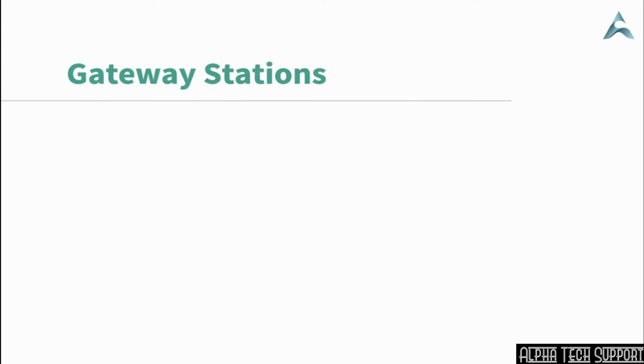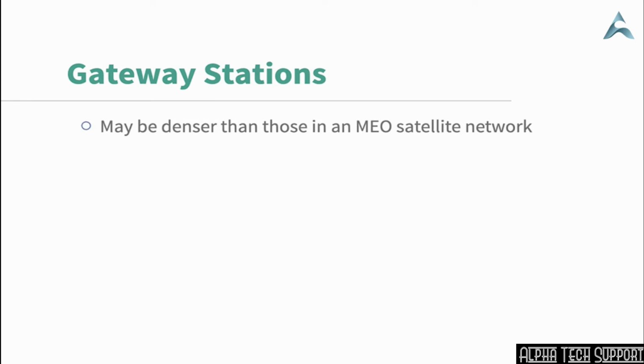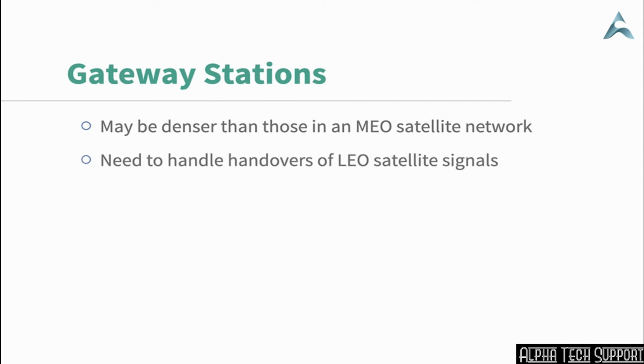The gateway stations are usually at fixed locations. A LEO satellite network consists of gateway stations deployed in possibly more density than those in a MEO satellite system. These stations need to deal with the handovers of satellite signals, which doesn't usually occur in a GEO satellite network. The required number of the gateway stations varies. It needs to be determined based on, for example, constellation designs, economic, and system capacity factors.